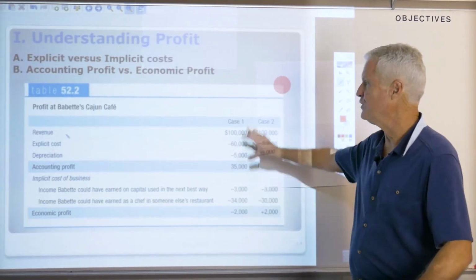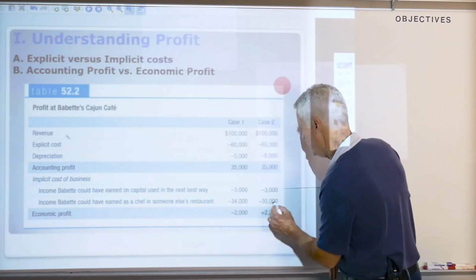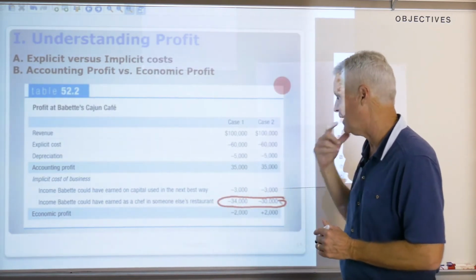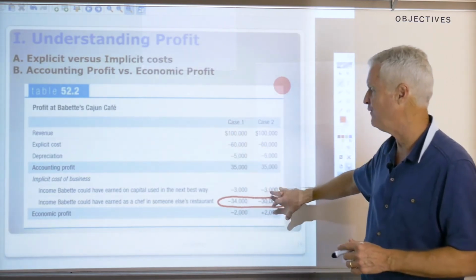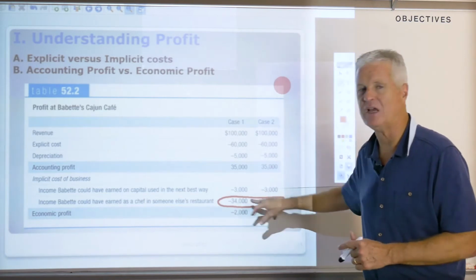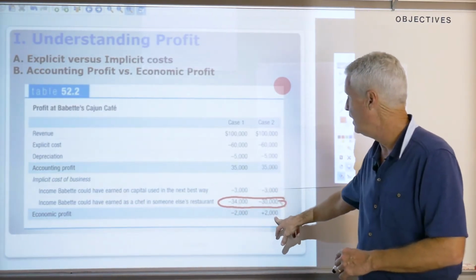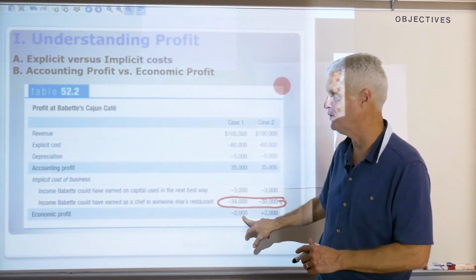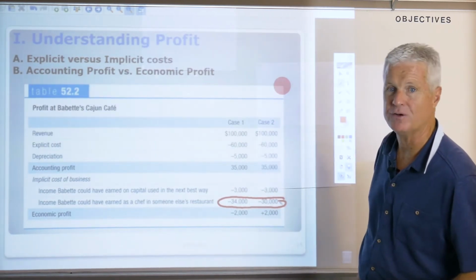Okay, here's kind of a little detailed chart. Take a look real quick, and what you see is depending on what Babette's salary could be as a, I think Babette's a chef maybe. Yeah, got to be a chef or cafe owner. Depending on what salary Babette could earn somewhere else, she could end up with an economic profit of $2,000 or an economic loss of $2,000 or something different. This is just kind of an example, might help you better understand in your book.